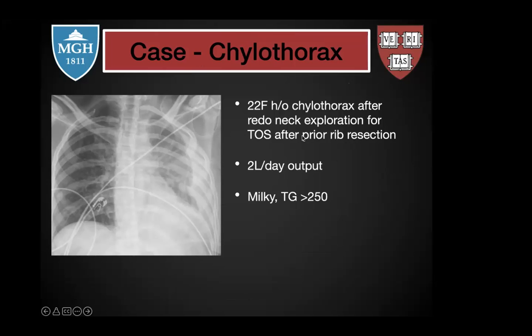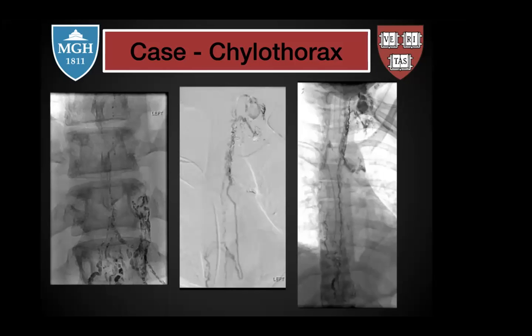And this might be my final case, but this is a 22-year-old female with a history of chylothorax after a redo neck exploration. She had an unfortunate case of thoracic outlet syndrome after a horse riding accident. She had rib resection with recurrence of symptoms. They took her back for surgery again and then unfortunately she developed high output chylothorax. The fluid was milky in appearance with high triglycerides. And rather than taking her back for another surgery, she came to us for lymphangiography.